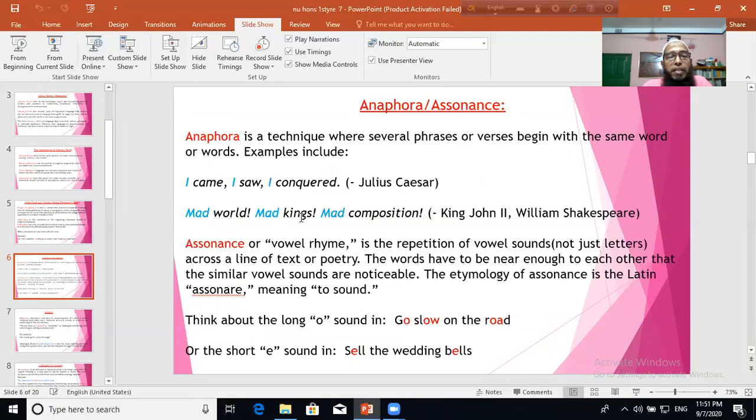Mad world, mad kings, mad composition. So this is the example of anaphora.